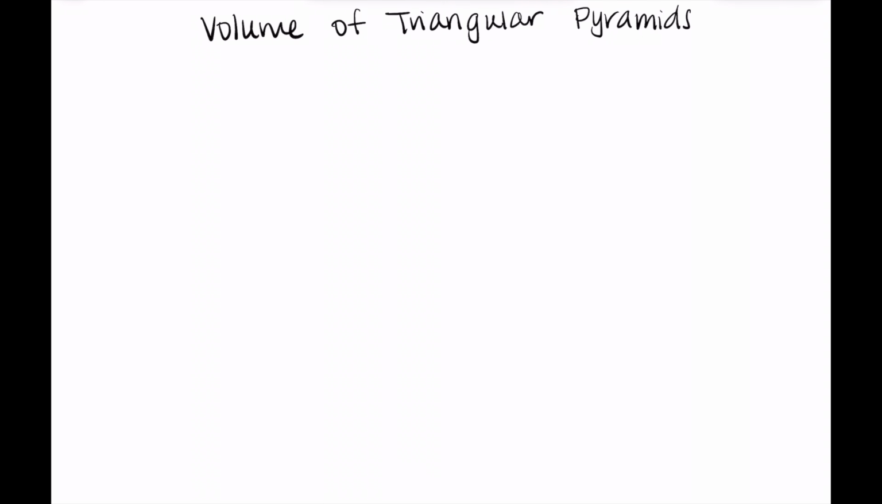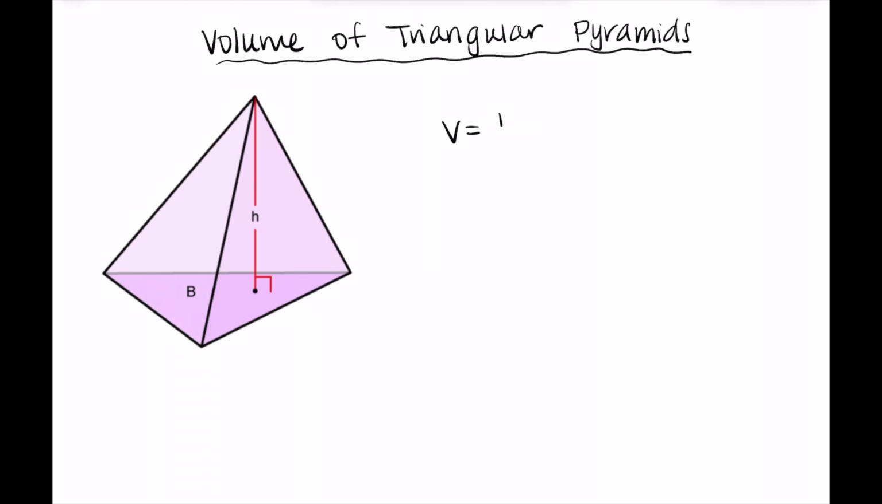And now we will move on to our third and final shape for today's lesson, and that will be the volume of triangular pyramids. Same setup as the previous two. I'm going to insert a picture of a triangular pyramid and we will go over the formula. So as you can see here, this is our triangular pyramid. It's already labeled with the capital B and H, our height.